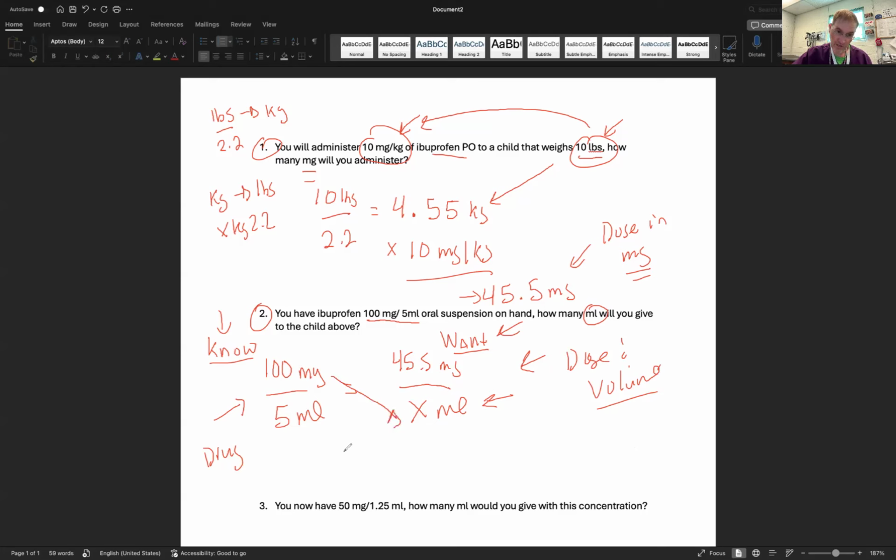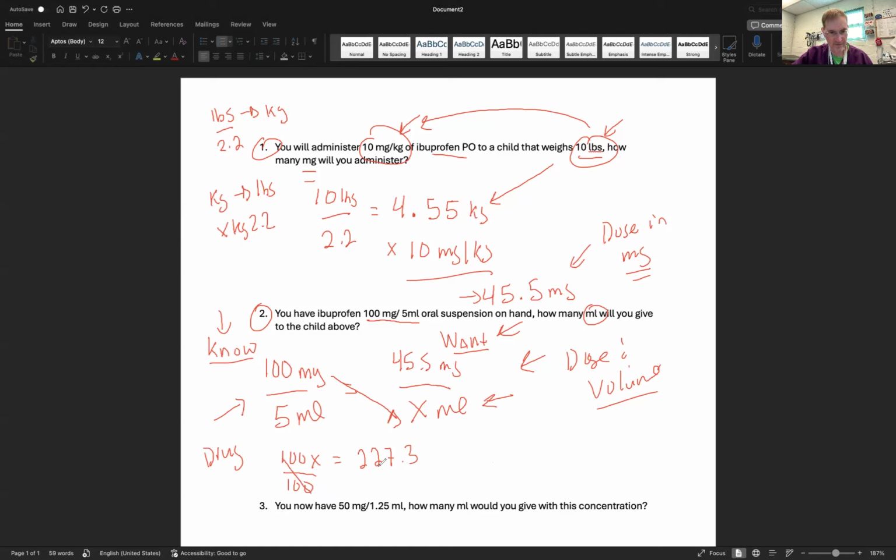So 100 multiplied by x is 100x equals 5 multiplied by 45.5. Let me put that in my calculator: 5 times 45.5 is 227.3. Then I need to get x all by itself, so I need to divide by 100, right? That cancels out, and then I have x by itself.